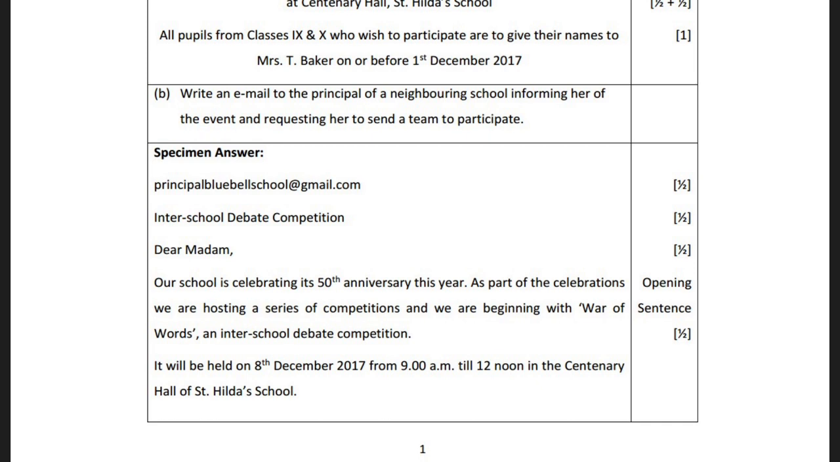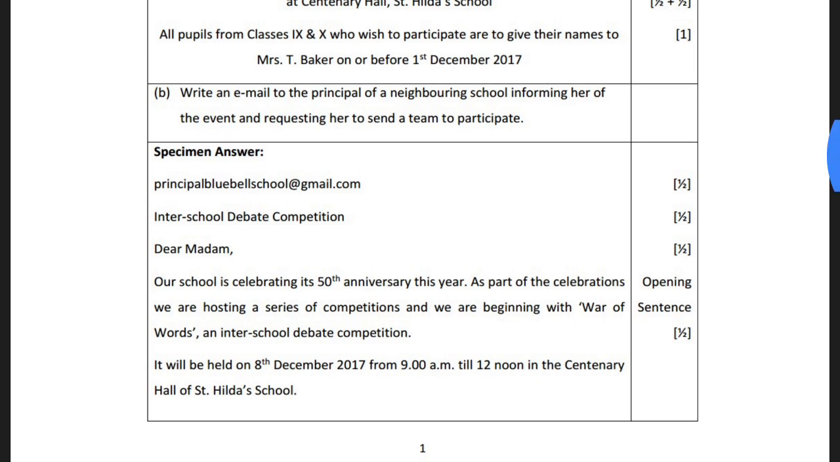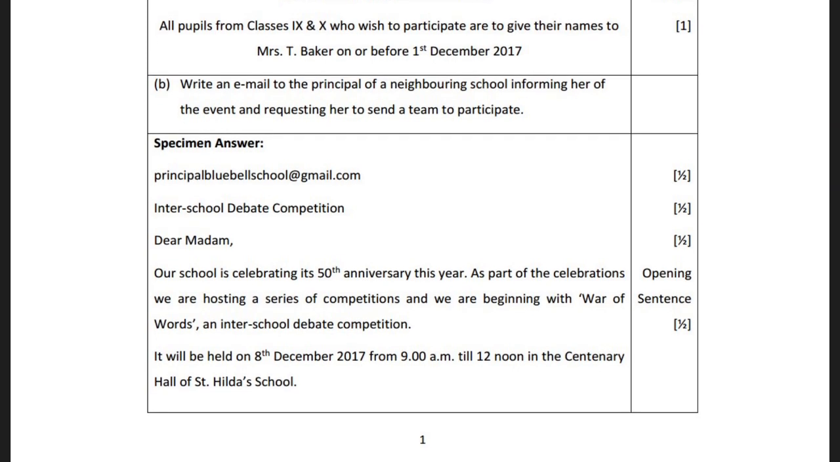Our school, now this time, see, in the email it is a little bigger than in the notice. So our school is celebrating its 50th anniversary. In fact, our school will also soon be celebrating its 50th anniversary. It's coming up within 1 or 2 years more. So our school is celebrating the 50th anniversary this year. As part of the celebrations, we are hosting a series of competitions, and we are beginning with War of Words.